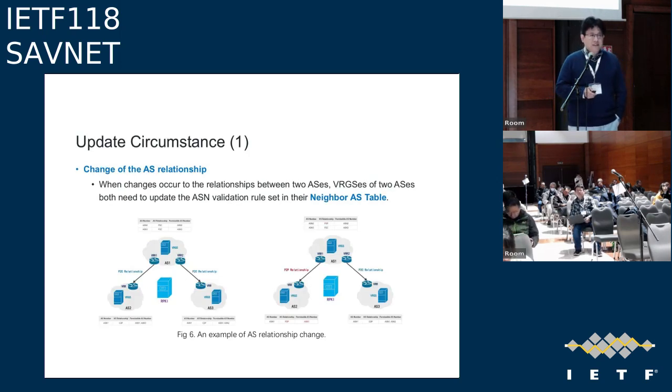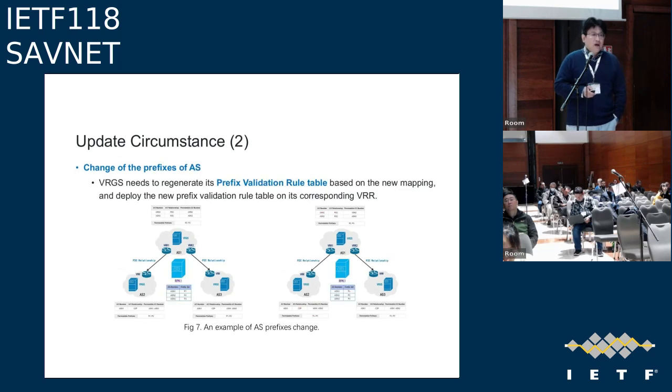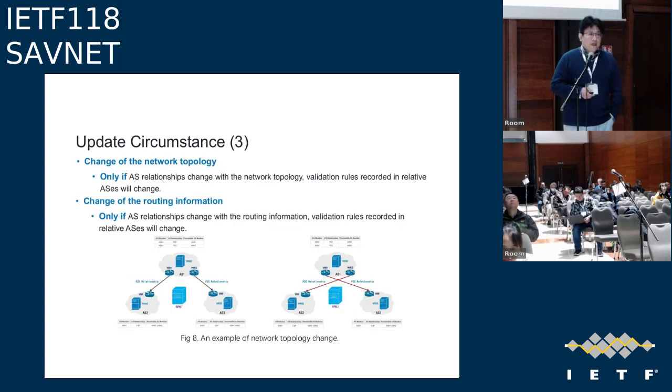Here are the update circumstances. The first one is change of AS relationships. When changes occur in the relationship between two ASes, the VRGS of the two ASes need to update the ASN validation rule site in their neighbor AS table. The second one is change of the prefix of an AS. VRGS needs to regenerate its prefix validation rule table based on the new mapping and deploy the new prefix validation rule table on its corresponding VRR. Change of the network topology and change of the routing information matter only if an AS relationship changed; with this change, the validation rule records in the relevant ASes will change.